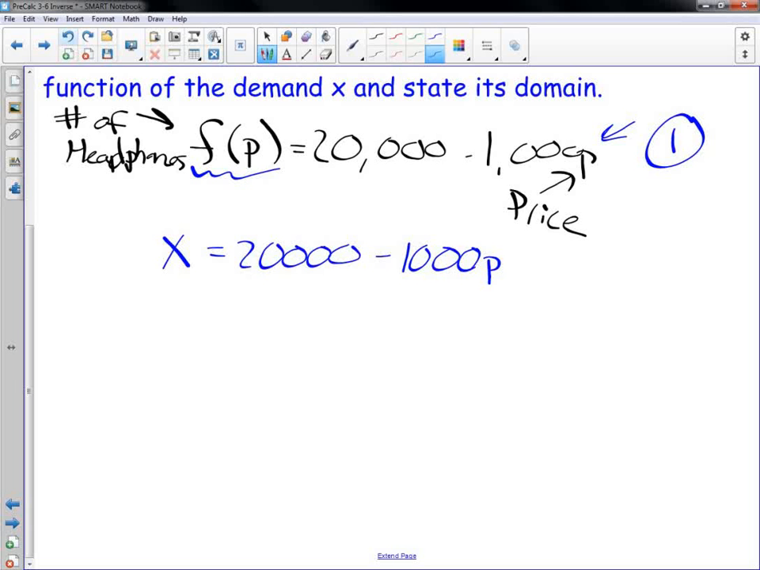There's a certain number. So what we want to do is get P by itself. The idea here is we're going to get this P by itself, and then those two will be inverse functions of each other. How can I get this P by itself?